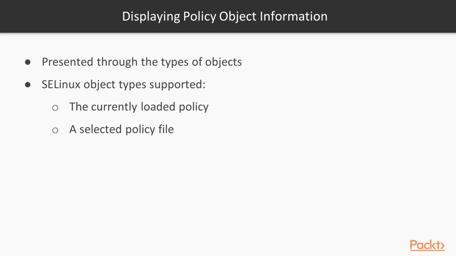The main purpose of the seinfo application is to display SELinux object information. This information is presented through the types of objects that SELinux and the seinfo application supports. Various SELinux object types are supported, ranging from the well-known types, attributes, roles, and users, to the more specialized fs_use declarations or genfscon statements.